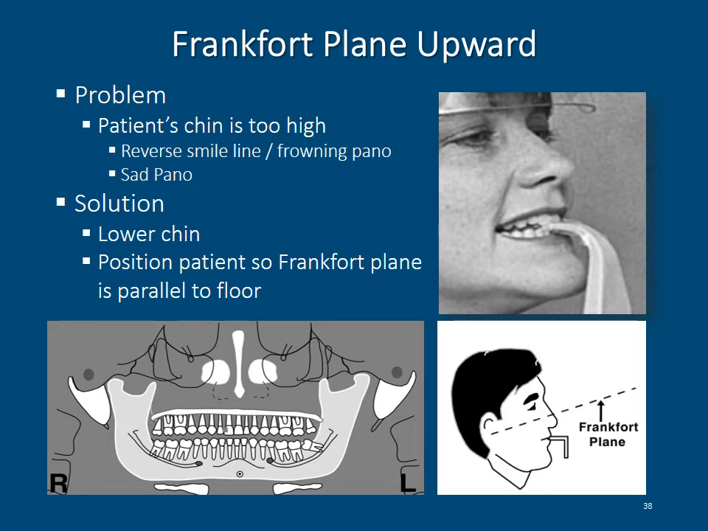If for some reason the Frankfurt plane is not parallel to the floor and the chin is tilted slightly upward, we will have what we call a frowning pano. He is unhappy. The line of the chin is too high, causing the smile line to be reversed. The pano looks sad and frowning. The solution is to lower the chin to its normal position and ensure that the Frankfurt plane of the patient's head is parallel to the floor.